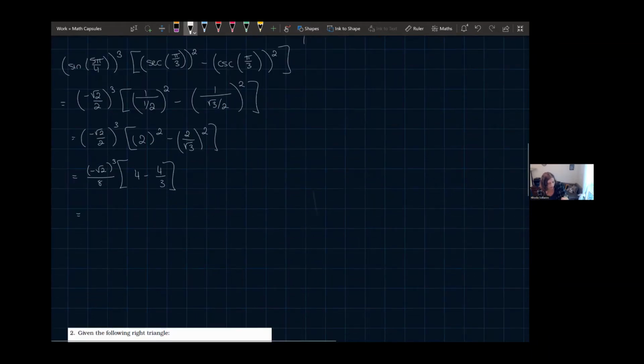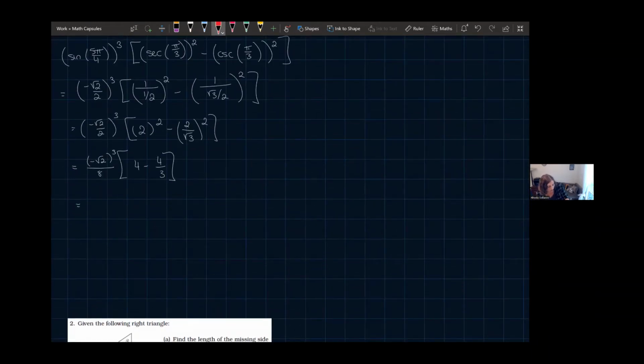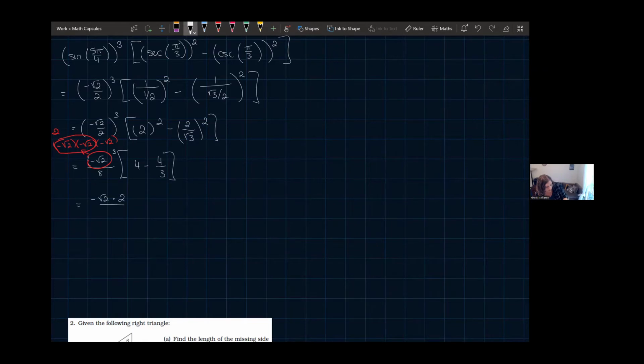Okay, I haven't cubed the negative root 2 yet, because I wanted to just show you how I would think about that. So negative root 2 cubed is negative root 2 times itself 3 times. 2 of those I could put together to get 2. So I can think of this as negative root 2 all squared, and then there's an extra 1 left over. So because of that, I'm going to write this as negative root 2 times 2. And that's still divided by 8.